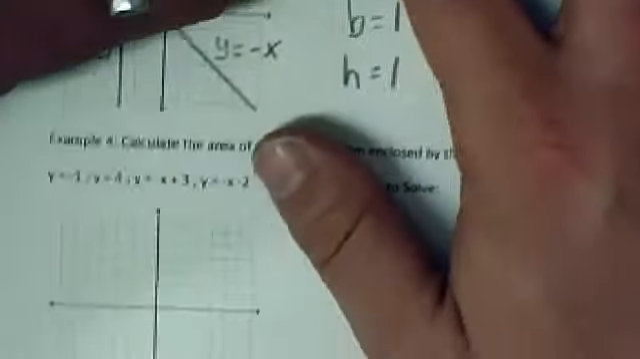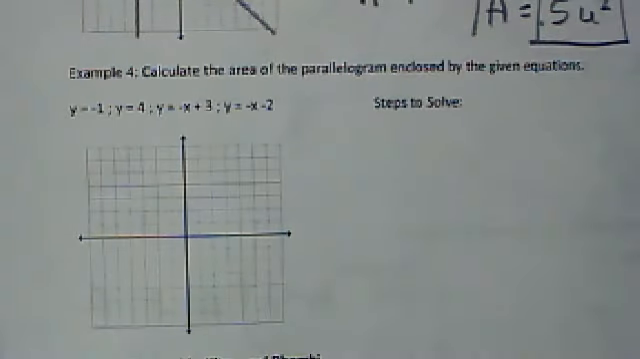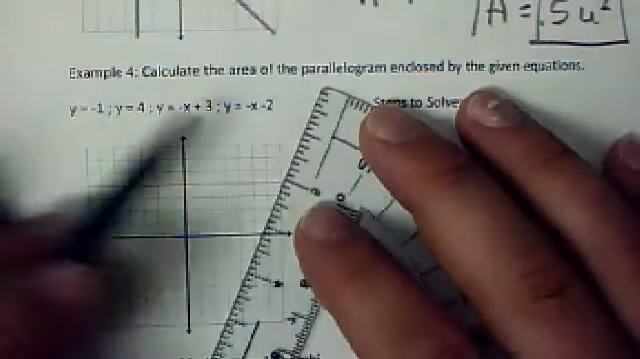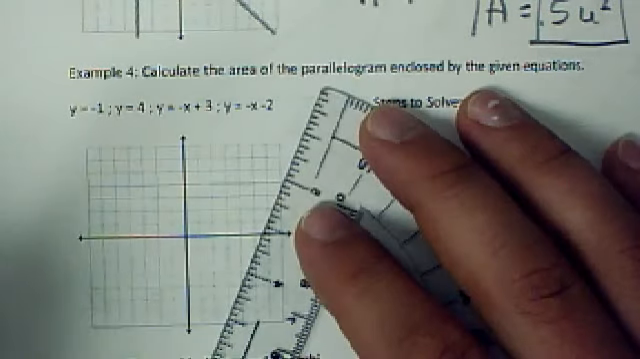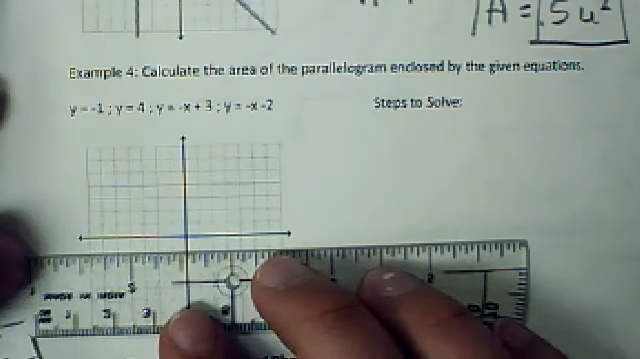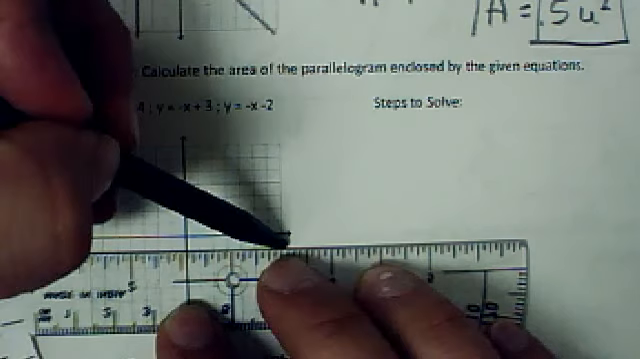Okay, let's look. This is the very last problem, example number 4. It says to calculate the area of the parallelogram enclosed by the equations. So let's go ahead and graph all of these lines. So we have a line at y equals -1. So we go down here where my y value is always going to equal -1 and create my horizontal line.